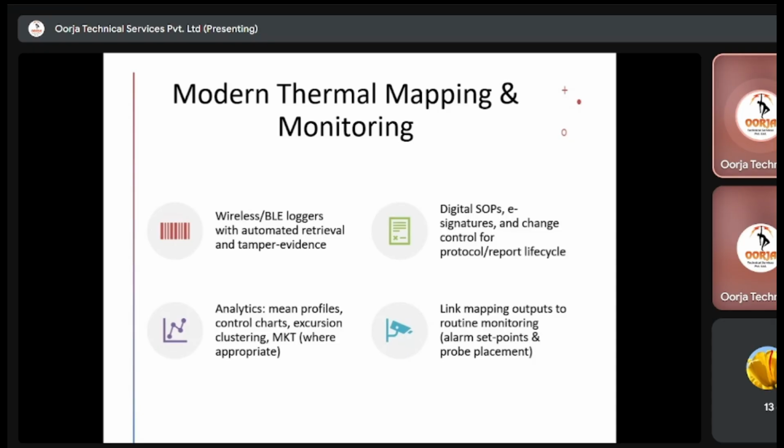Now, advanced analysis. If we ask about advanced analytics, it's not just hotspot and cold spot. It goes way beyond these things. Modern software can provide control charts to visualize stability over time. So basically, we can see time-dependent temperature performance. If you see the Urja reports, you may see the time-dependent temperature and RH performance of the area.